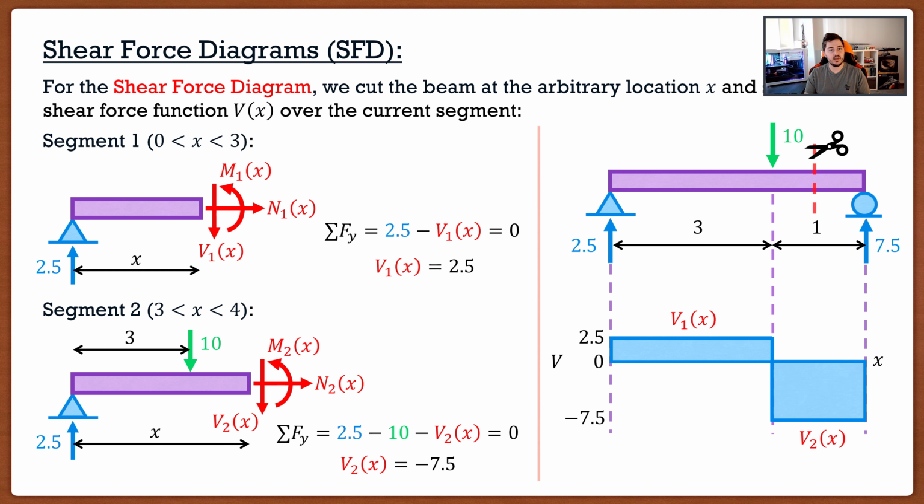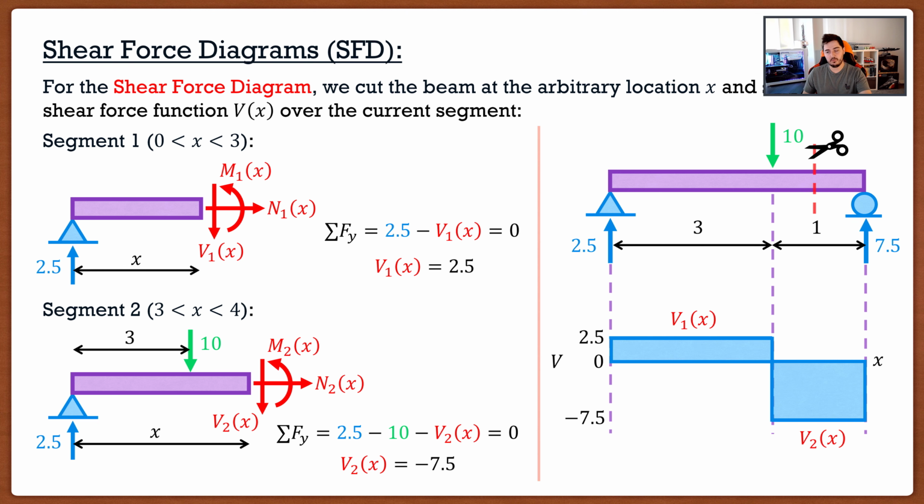Now, as we can see here, we now have a complete diagram showing the distribution of shear force along my beam. This is very important because as a designer, I now know that the maximum location of shear is going to be in that second segment, and the magnitude is negative 7.5. So all I would do is go to my beam catalog, find a beam that's capable of handling that 7.5, and I'm good to go. So this is why these diagrams are so important.